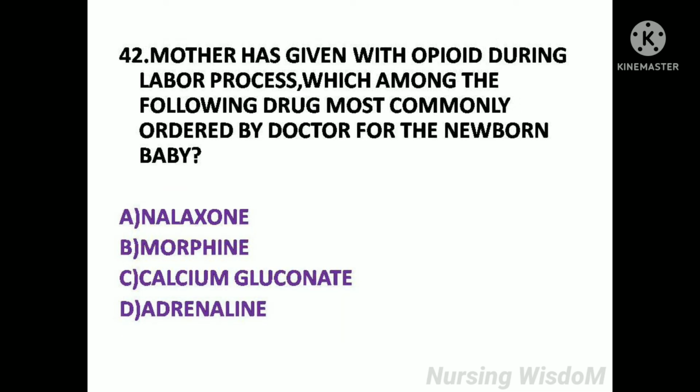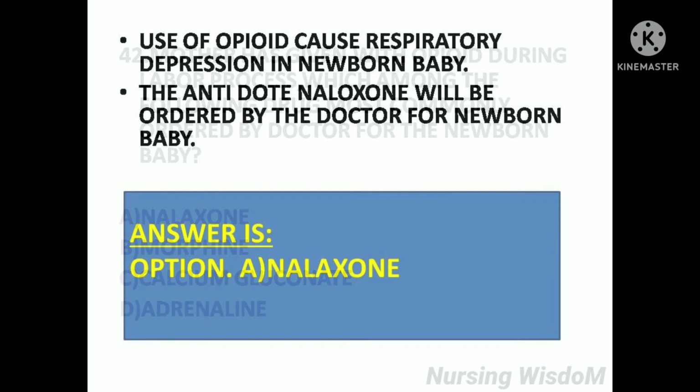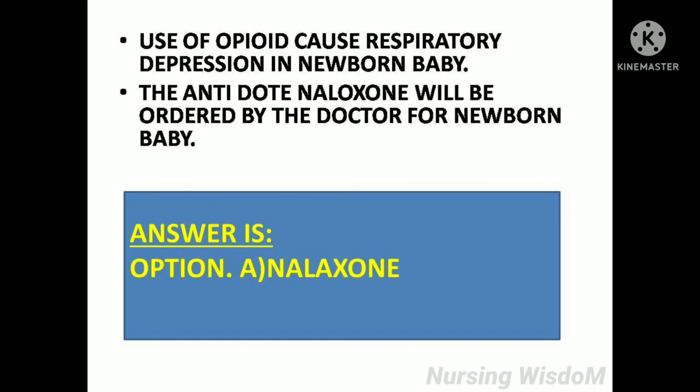Next question, mother has been given opioid during the labor process. Which among the following drugs is most commonly ordered by the doctor for the newborn baby? Option A, naloxone. Option B, morphine. Option C, calcium gluconate. Option D, adrenaline. Use of opioid causes respiratory depression in newborn baby. The antidote naloxone will be ordered by the doctor for the newborn baby. So here the answer is option A, naloxone.